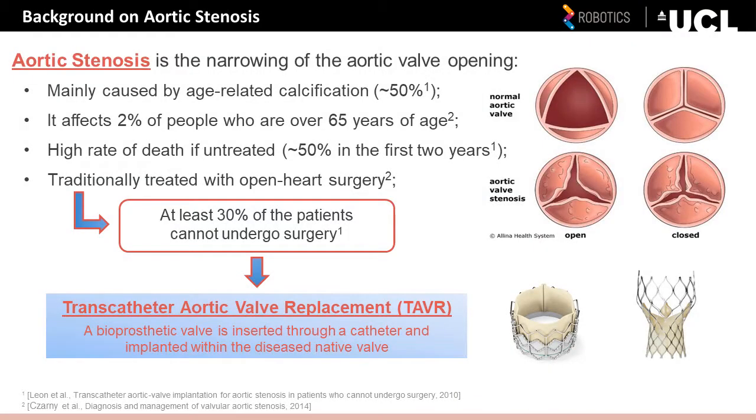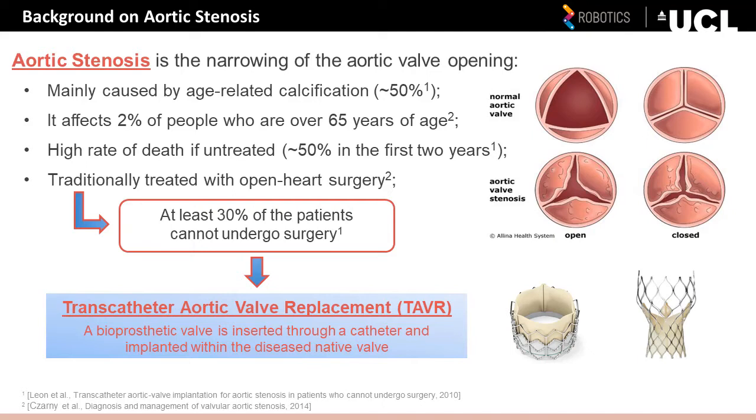Aortic stenosis is a serious heart valve disease which affects 2% of people who are over 65 years of age. The condition is characterized by a narrowing of the aortic valve opening, usually induced by age-related progression of calcifications. If untreated, aortic stenosis is associated with a 50% rate of death within 2 years after the appearance of symptoms.